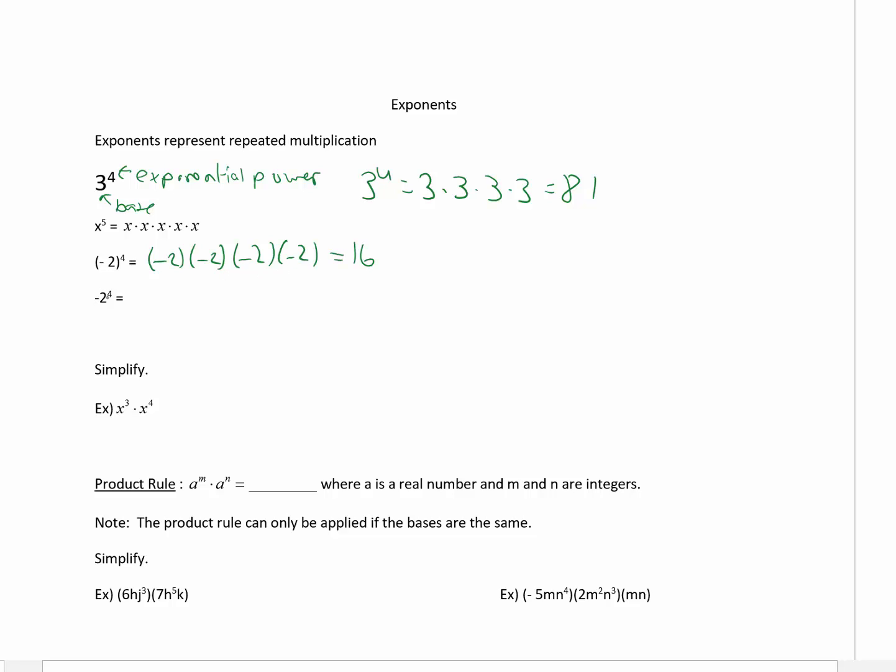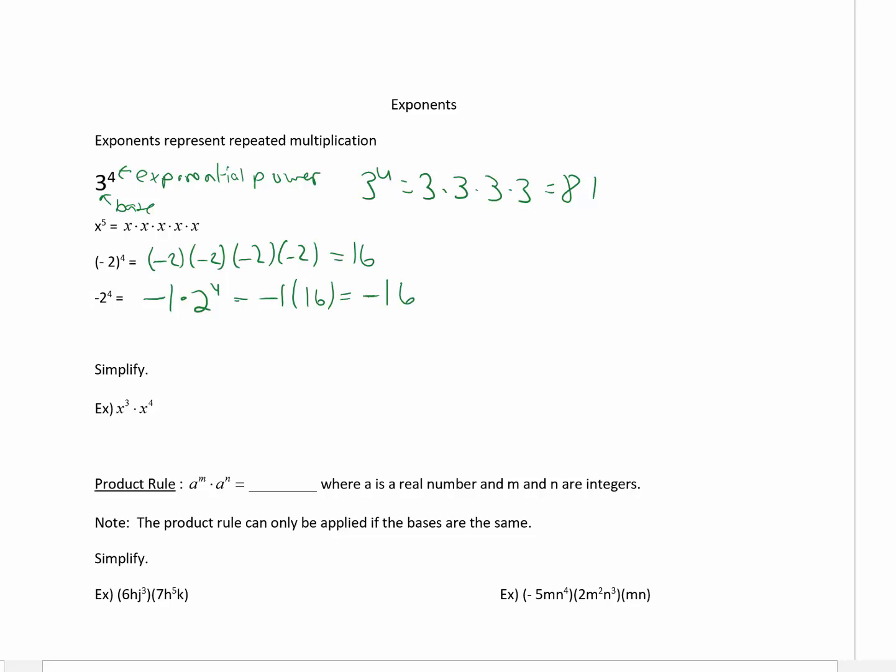Now, this, where the negative is not inside the parentheses, that's the same thing as negative 1 times 2 to the 4th. And 2 to the 4th is 16. So 1 times negative 16 is negative 16. So be careful. In parentheses, negative 2 to the 4th power is not the same thing as negative on the outside 2 to the 4th.